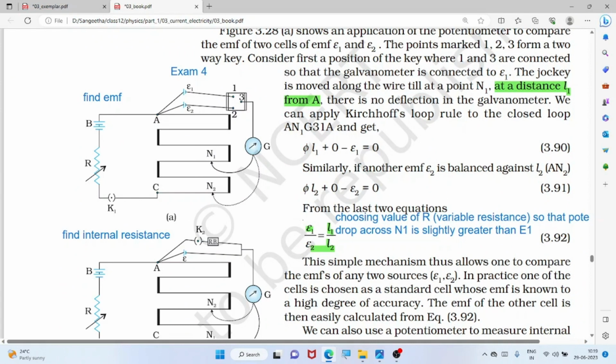Here you have to adjust so that the potential difference across the wire from A to N1 should be slightly higher than the measured EMF. Okay, here I mentioned this.